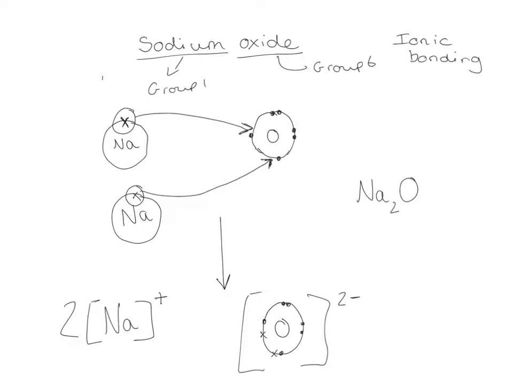They might ask for electron structure before and after. So the electron structure before of sodium, so it's got 11 electrons, is 2, 8, 1. The electron structure of oxygen before is 2, 6. And they might ask you for their final electron structure. Remember, you're just basing this on 1 of these. So their final would be 2, 8 because they've lost an electron. And their final would also be 2, 8 because they've gained 2 electrons. So they might ask you that as well.